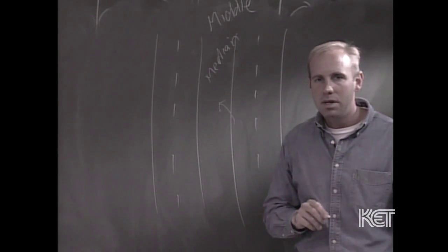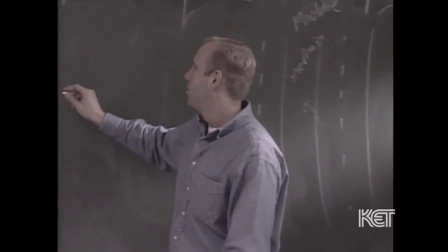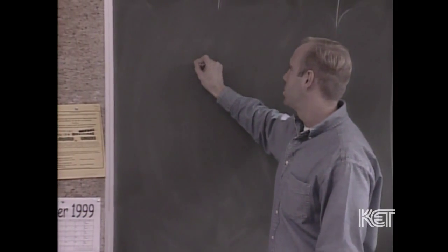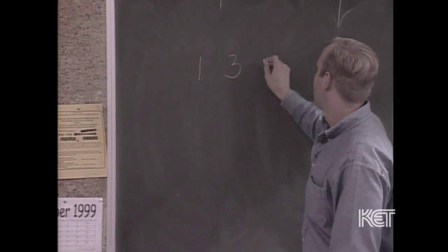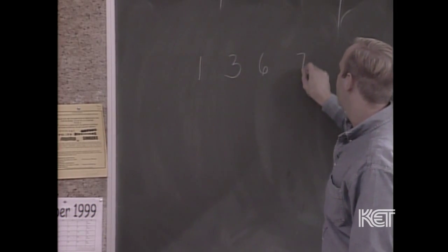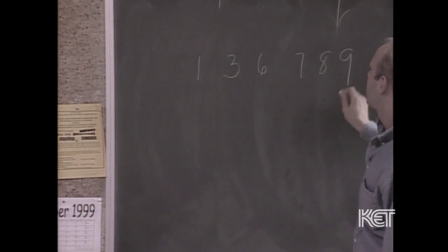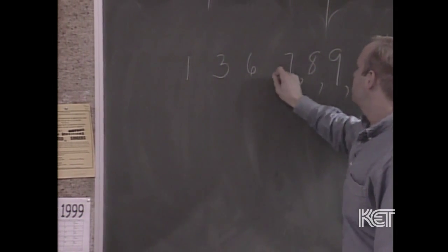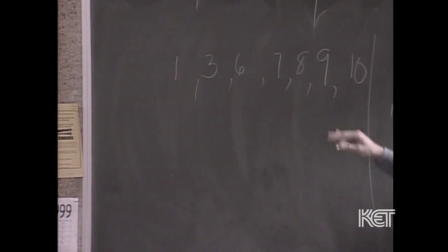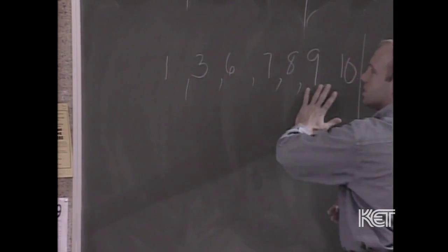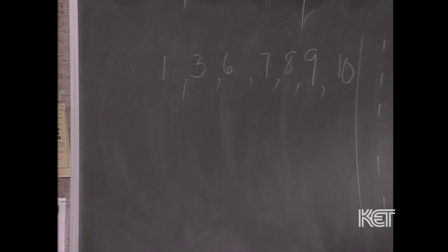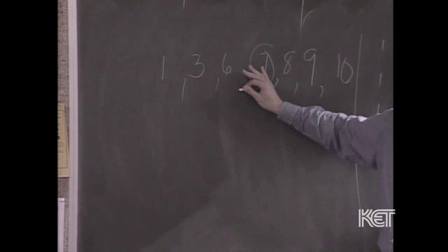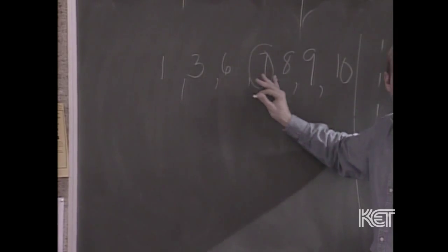So if we're taking the median of a group of numbers, we want to put them in order from smallest to largest. So if I had 1, 3, 6, 7, 8, 9, 10, okay? So here's a group of numbers. I put them in order from smallest to largest, and I take the middle number. What would my middle number be? 7, okay? This one happened to be 7 because it falls right in the middle.